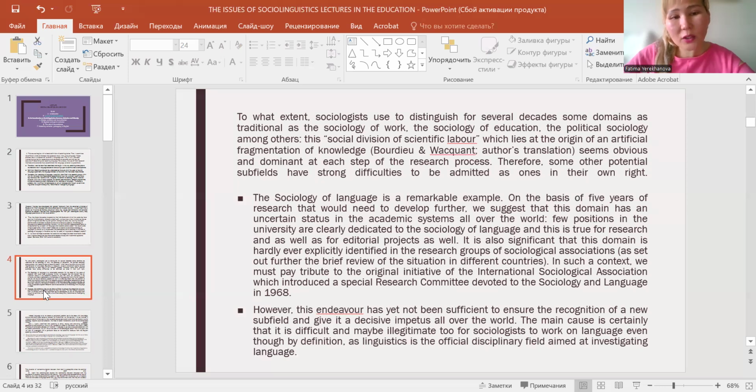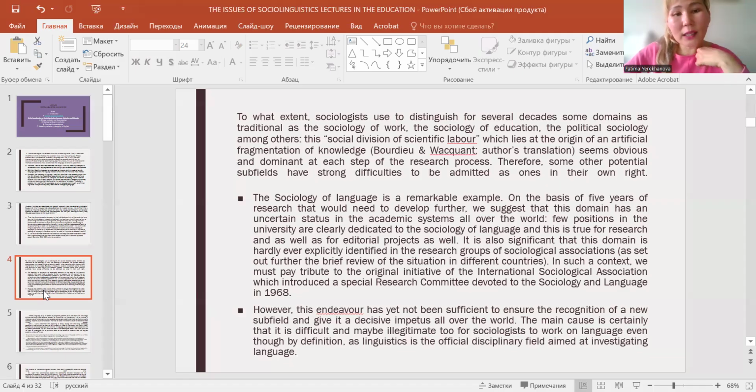On the basis of 5 years of research that would need to develop further, we suggest that this domain has an uncertain status in the academic systems all over the world. For example, some researchers give different definitions of sociolinguistics. Some of them claim that it's about the sociology of language. Some of them claim that it's about the sociology of education or work. So here are different viewpoints and clarifications. This is also something we have to understand.